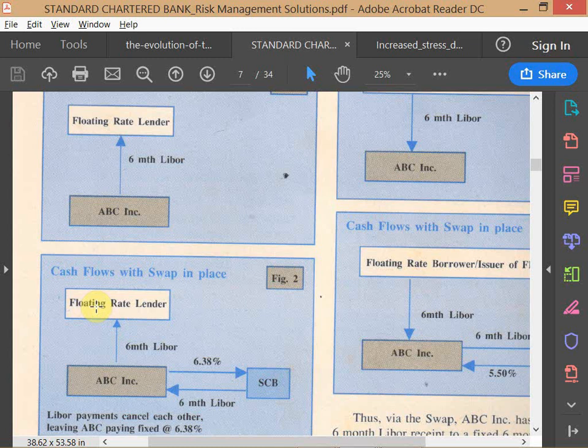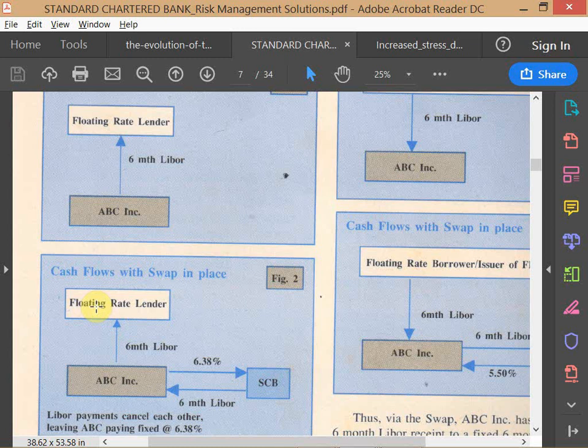Okay, so what you do therefore is you do the issue as an FRN, because you have to satisfy the king, who is the investor. The investor wants floating rate debt. So they issue floating rate debt to satisfy the investor. Okay, so ABC will issue floating rate debt to satisfy the investor, and they're happy, because they will get good pricing because there is investor demand.